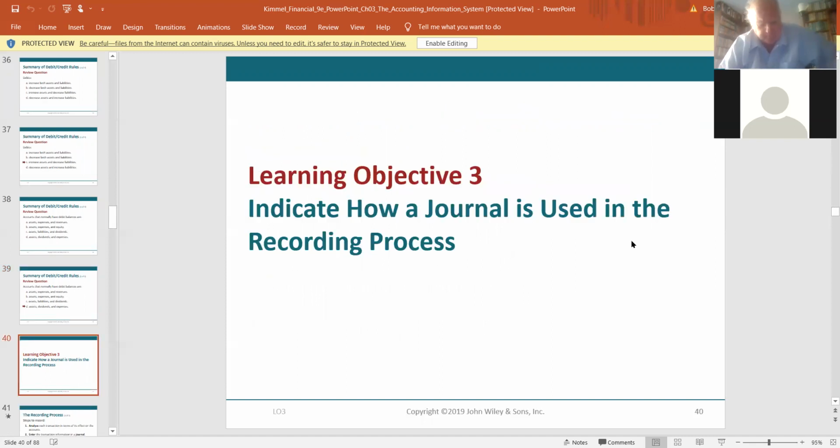Now, we just learned a little bit about the rules of debits and credits, and the only way you're going to get that memorized is by doing the homework and the assignments, okay?